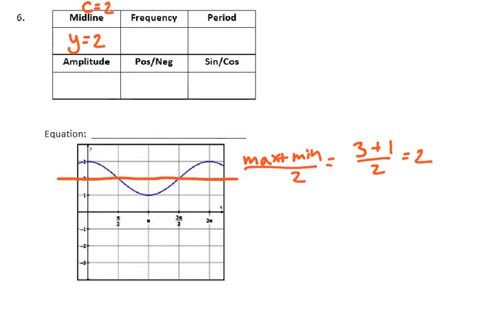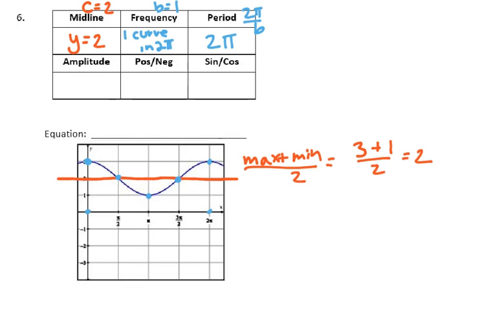For my frequency and period, I'm looking to see where my 5 key points are. I have 1, 2, 3, 4, 5 key points. All 5 key points are occurring between 0 and 2 pi. Therefore, I know my frequency is one curve in 2 pi, giving me a b value equal to 1. My period is going to be 2 pi divided by my b value of 1. So I have a period of 2 pi.